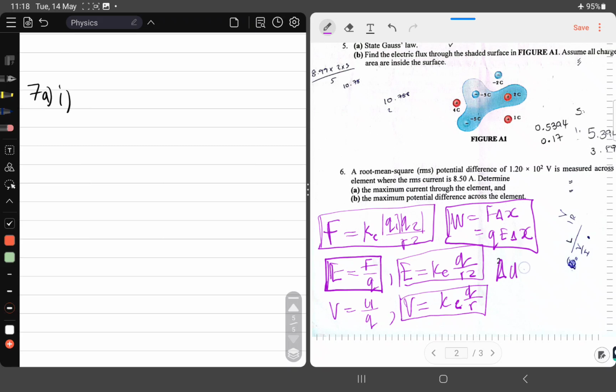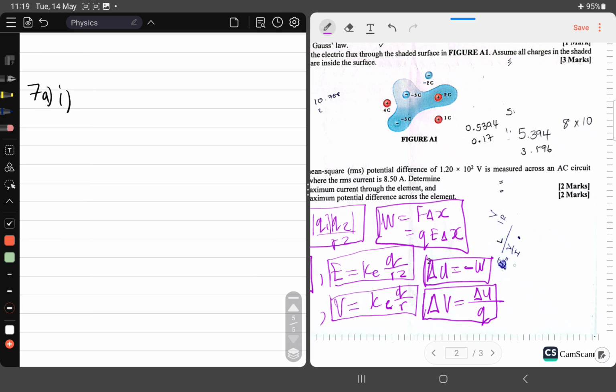Then the change in potential energy is just the negative of the work done. The change in potential is the change in potential energy over Q, which is negative work over Q. That leads us to the final one: the change in potential is negative of QE delta X all over Q. Then Q and Q cancel, and we have the change in potential being negative of E delta X. This is the change in potential if you want to calculate it.